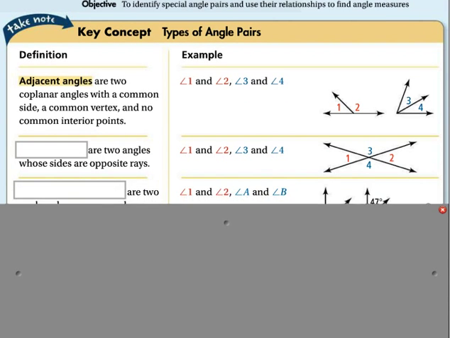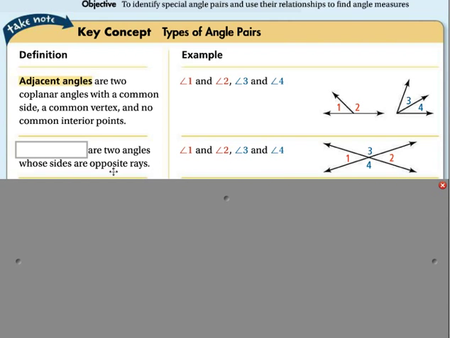The next pair we're going to look at is two angles whose sides are opposite rays. So you'll see angles 1 and 2 and angles 3 and 4. Those are called vertical angles. Vertical angles form kind of a letter V here. That might be a way to remember that.